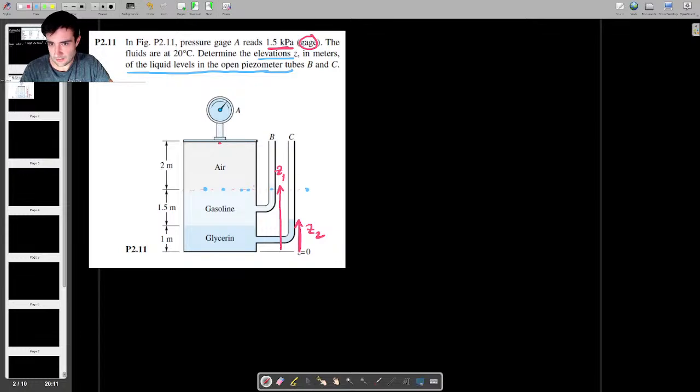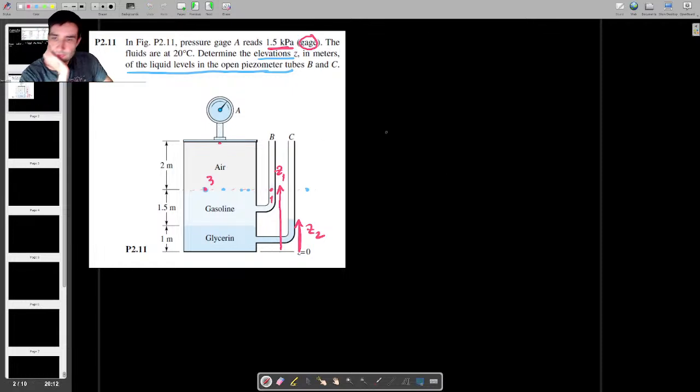But in this case, we can say that the pressure at this point is equal to the pressure at this point, right? And we can use that to figure out the pressures, and then the elevation values Z1 and Z2. We're going to start with Z1. I'm going to call this point 1, and this one is going to be 3, because I'm going to reserve 2 for Z2.